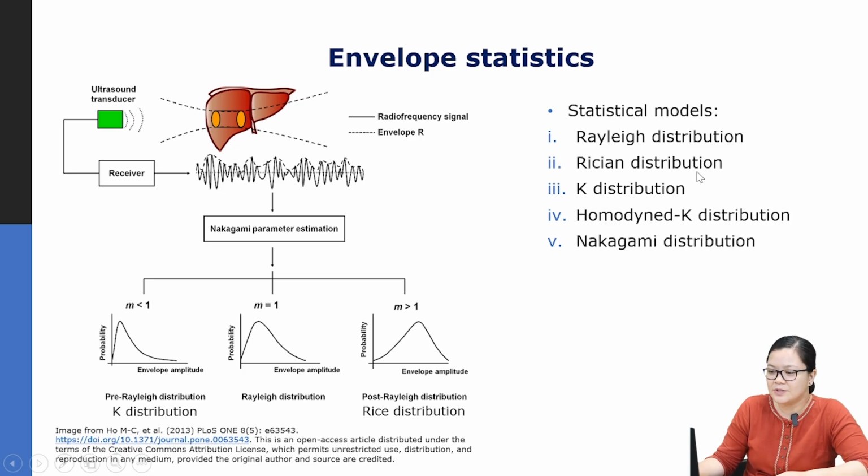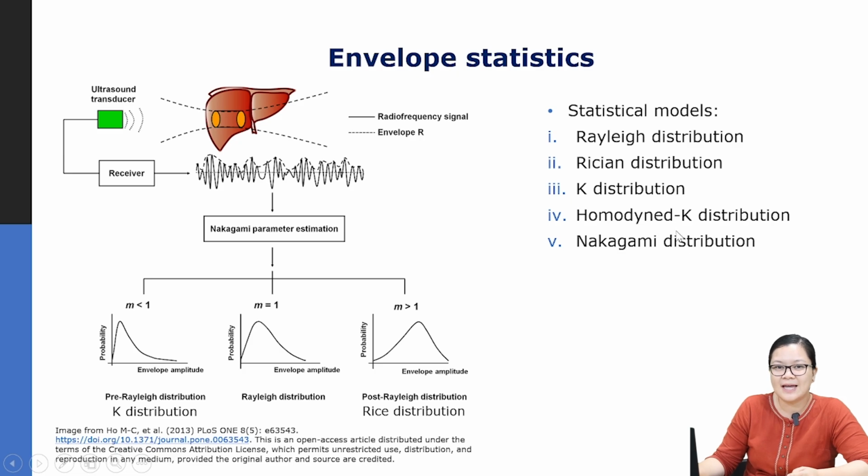So these 3 distributions model different types based on the scattering spatial distribution, as well as the number of scatterers. Now the final 2, homodyne K distribution and the Nakagami distribution, they look into generalizing, putting all the distributions together by a tweak of one of their parameters. So the homodyne K distribution and Nakagami are quite versatile.